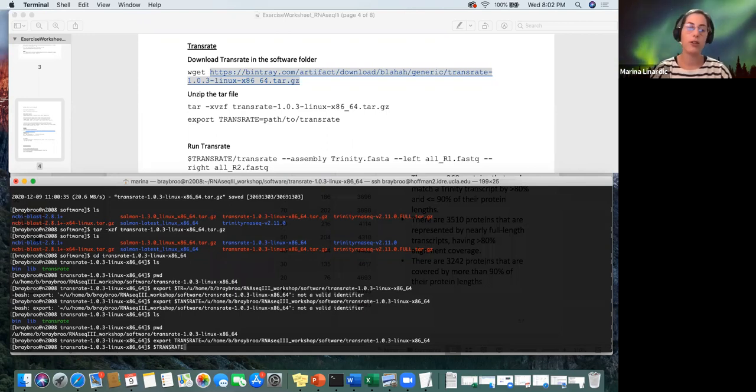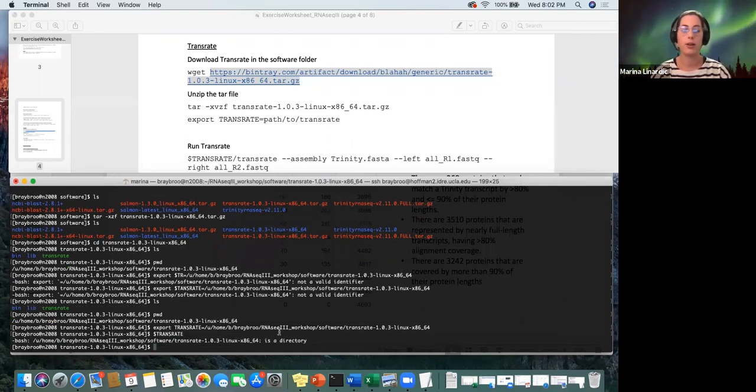So if we just do dollar sign TR, we should have our path to the directory. There you go. So it's really, these easy mistakes happen a lot. So it's important to try to look at where you made a mistake, because in most cases it's something very mild like this one. Okay, so we are in the TransRate folder right now.